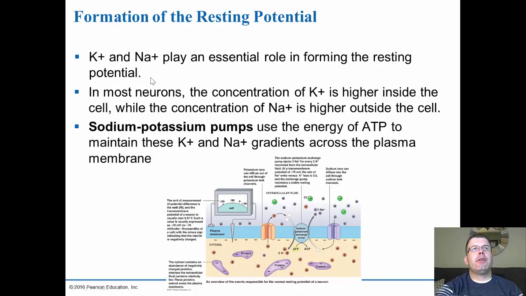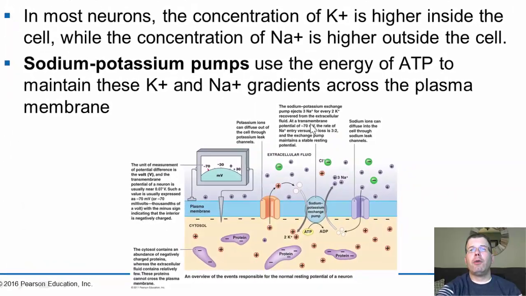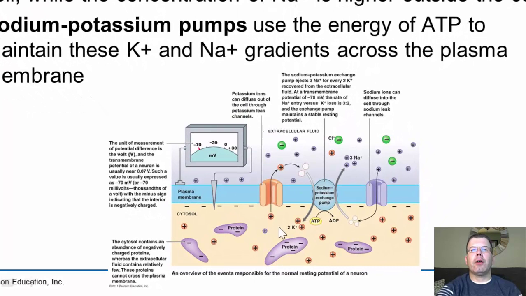Now, when we look at these things, the potassium and sodium play an essential role for forming the resting potential. And in most neurons, the concentration of potassium is higher inside the cell, while the concentration of the sodium is higher outside the cell. But even though they're both positive charged, you have less of the potassium inside than you do outside, along with these negatively charged proteins and other negatively charged ions on the inside that allow for this negative charge to generate on the inside of the cell, inside of the cytosol. Outside, because you have so much sodium out here, along with other protons and potassium out there, you generate a positive charge on the outside here.